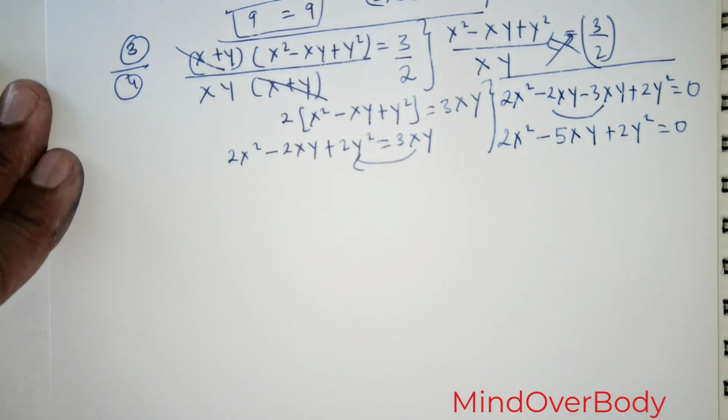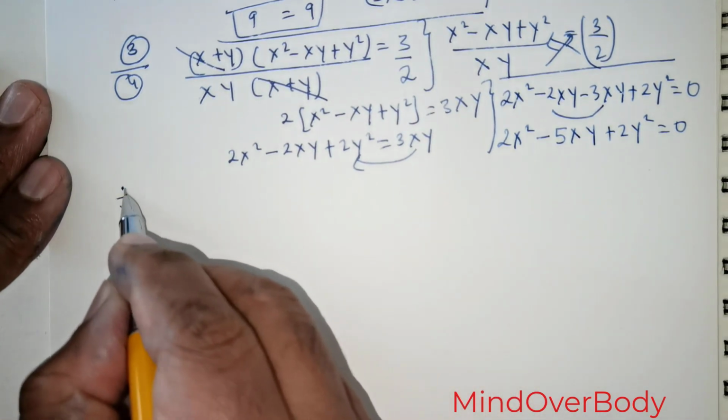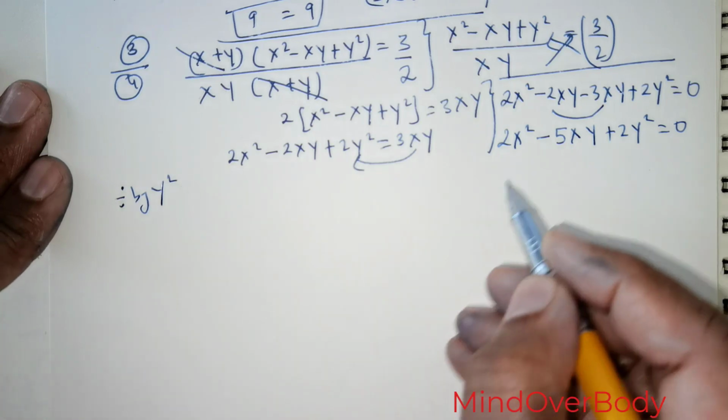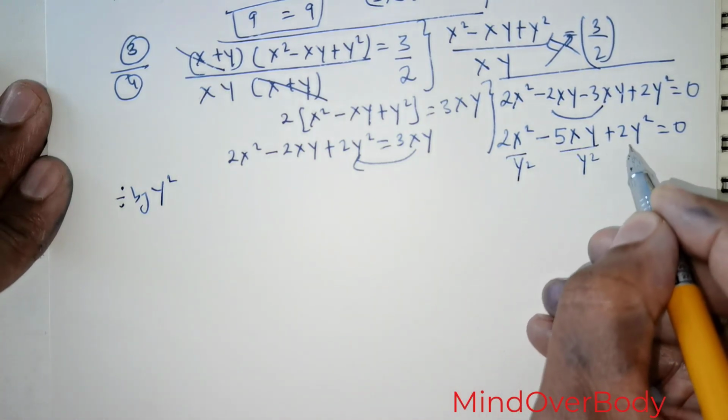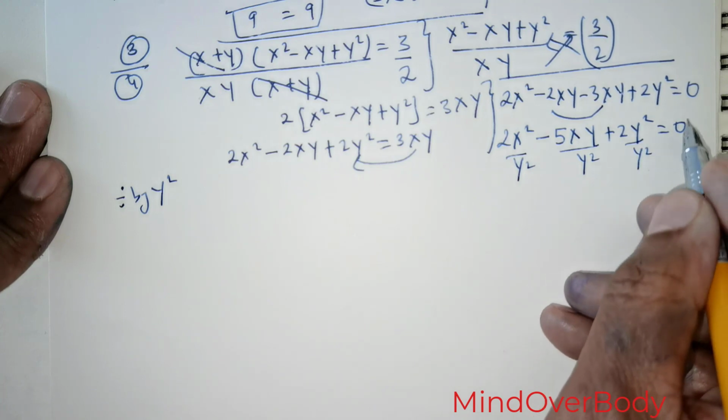Now I'm going to divide by y squared. If I do that, this is going to be y squared, this is going to be y squared, this is going to be y squared. The 0 divided by y squared is going to be 0.